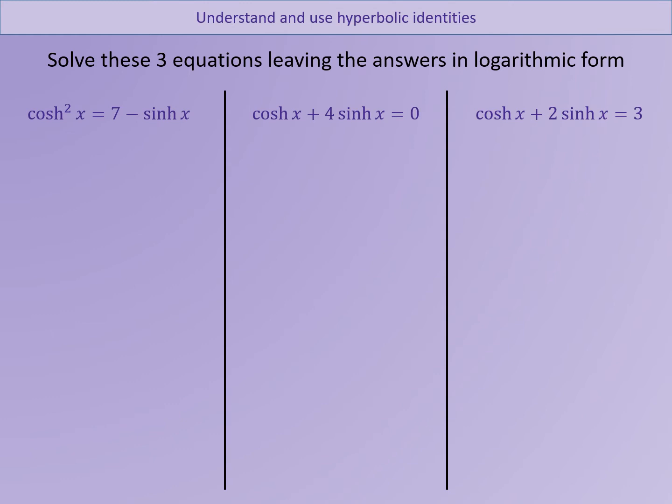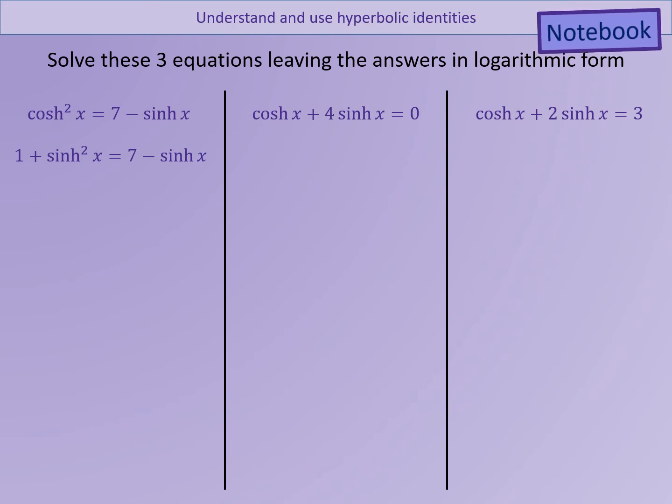So for the first equation, because we have cosh squared x but also sinh x, we're going to replace cosh squared x with an expression involving sinh x, in a similar way to how we would solve a trigonometric equation of this type. So we're going to replace cosh squared x with 1 plus sinh squared x. Notice that this is slightly different from the trigonometric case. This is because of the negative in the identity.